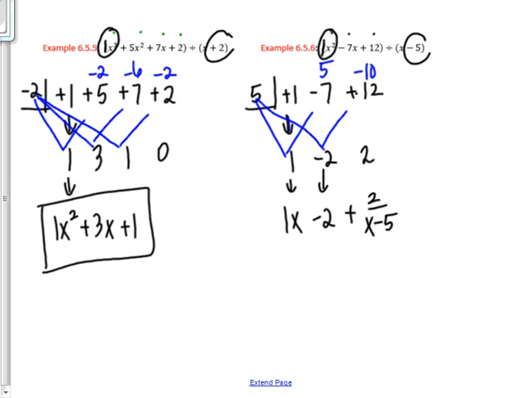remainder over my divisor. Alright, go practice your homework.